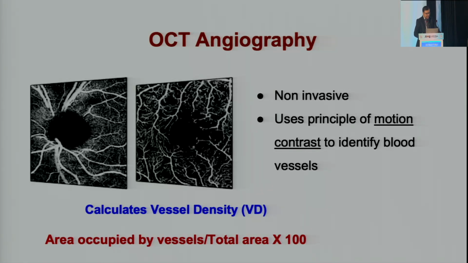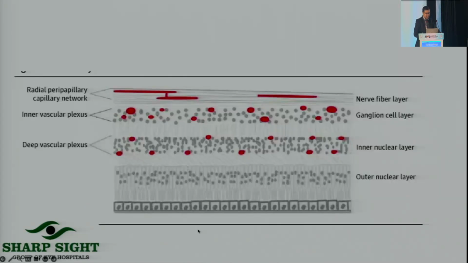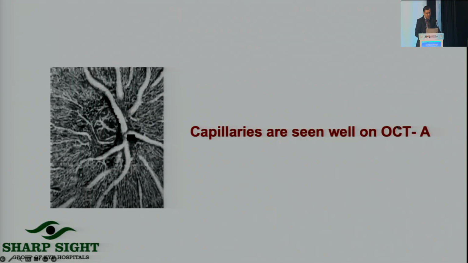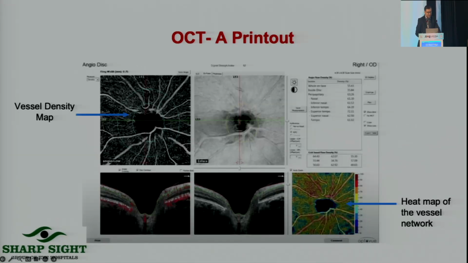Coming to the OCT angiography, it is also non-invasive and uses the principle of motion contrast. It calculates the vessel density, which is basically defined as the area occupied by the vessels divided by the total area. So we have radial peripapillary capillaries that are seen in the nerve fiber layer, and the superficial plexus that is seen in the ganglion layer. The advantage of OCTA over FA is that we can see the capillaries better here as compared to a patient where we do a FA.